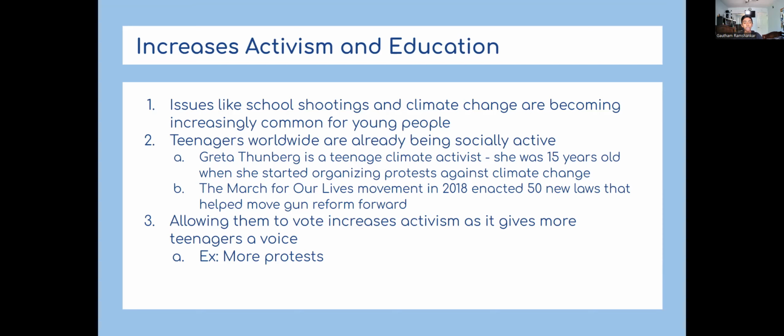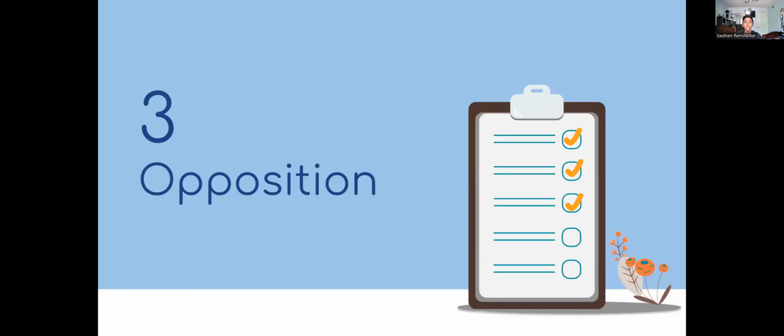And basically, if you allow a lot of 16 and 17-year-olds to vote, it's going to increase activism, and it's going to give these teenagers a greater voice. For example, it's going to increase the number of protests you have, which is a good thing, as we've already seen in the past, because it draws attention toward issues that aren't being addressed, and it's going to allow more public pressure to arise, and as a result, these issues will most likely be addressed, and that's a good thing. Now let's move on to some points that the opposition side can bring up.